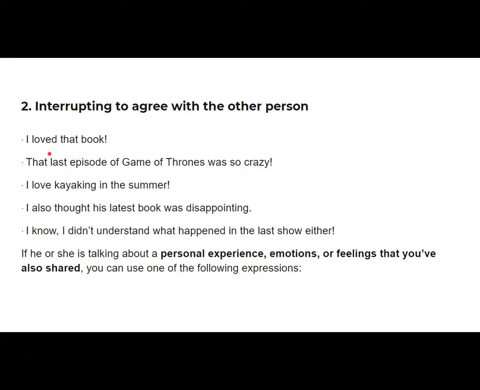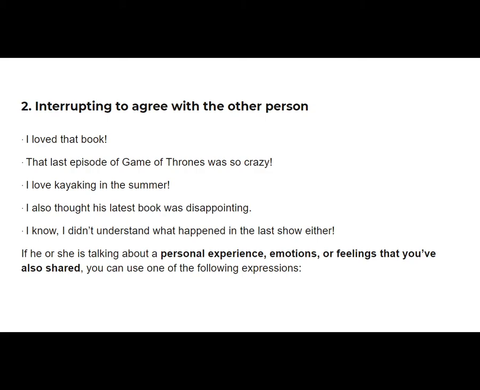So like, I love that book. And that last episode of Game of Thrones was so crazy. I love kayaking in the summer. I also thought his latest book was disappointing. I know. I didn't understand what happened in the last show either. So these are just nice ways to interrupt, to agree with the person. I know, right? Isn't that wacky? So it's a way of being an active listener to keep them talking about that topic.